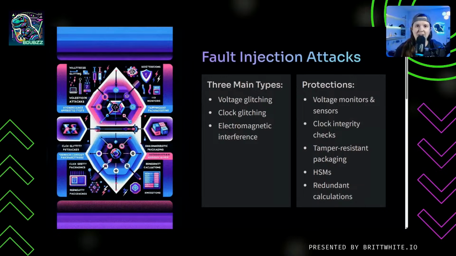These attacks often work in conjunction with side-channel attacks, as we discussed earlier. While one attack creates the distraction, the other steals the secrets. To protect against fault injection, systems can implement multiple layers of defense, including voltage monitors and sensors to detect power manipulation, clock integrity checks, and secure boot processes, tamper-resistant packaging, and environmental sensors, hardware security modules or HSMs for critical operations, and redundant calculations and error detection codes.